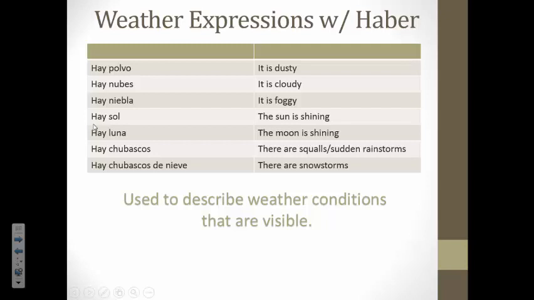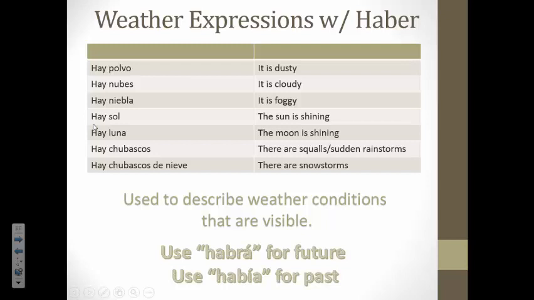Other things to consider, just like we did with the expressions with hacer, you can put these in the future and in the past. All you need to do is change the form here of hay. So the future tense conjugation for haber would be habrá. So if I said habrá nubes, oh, it will be cloudy tomorrow. Or if I said habrá polvo, it'll be dusty tomorrow.